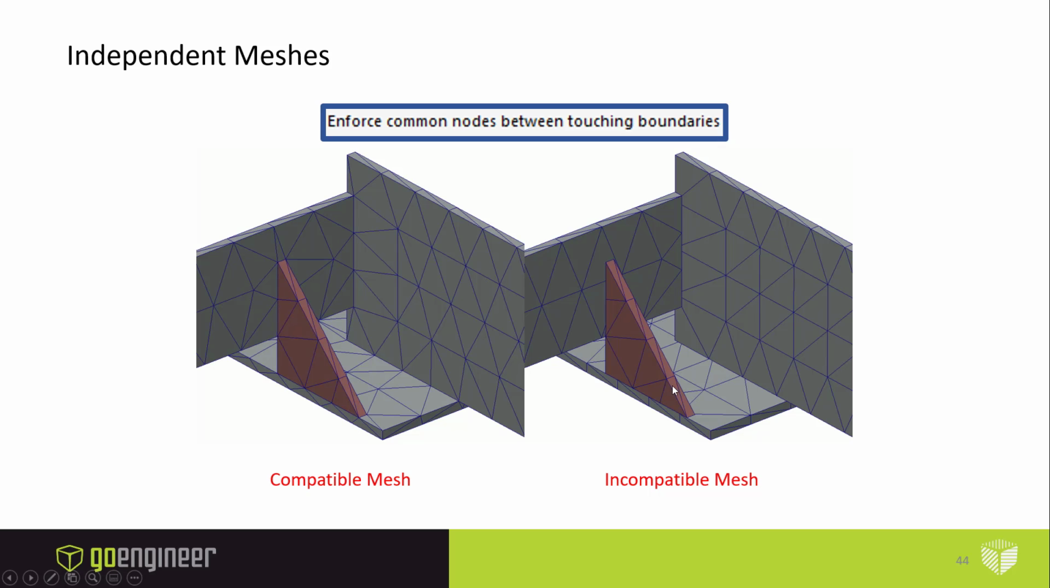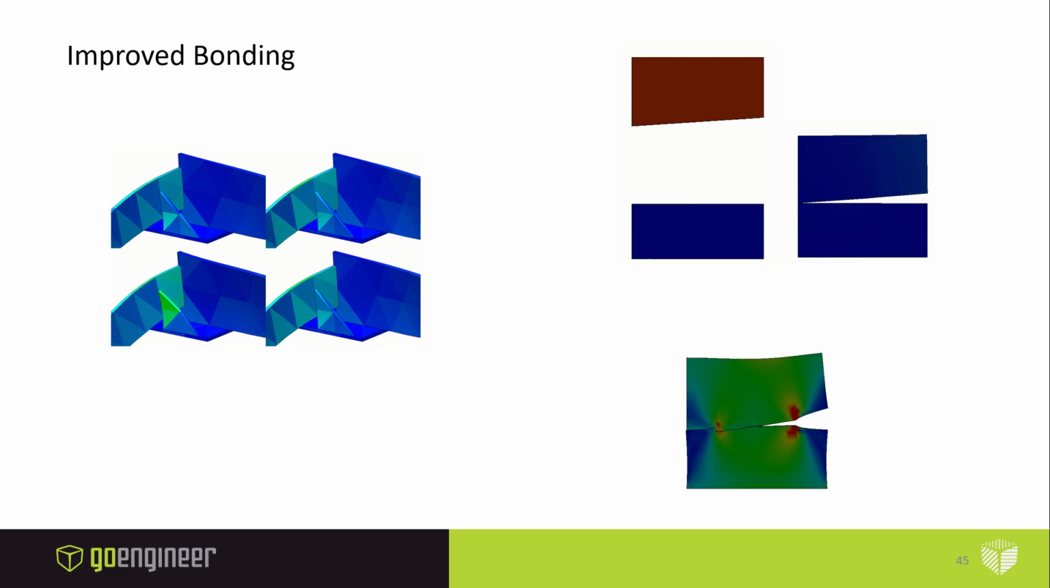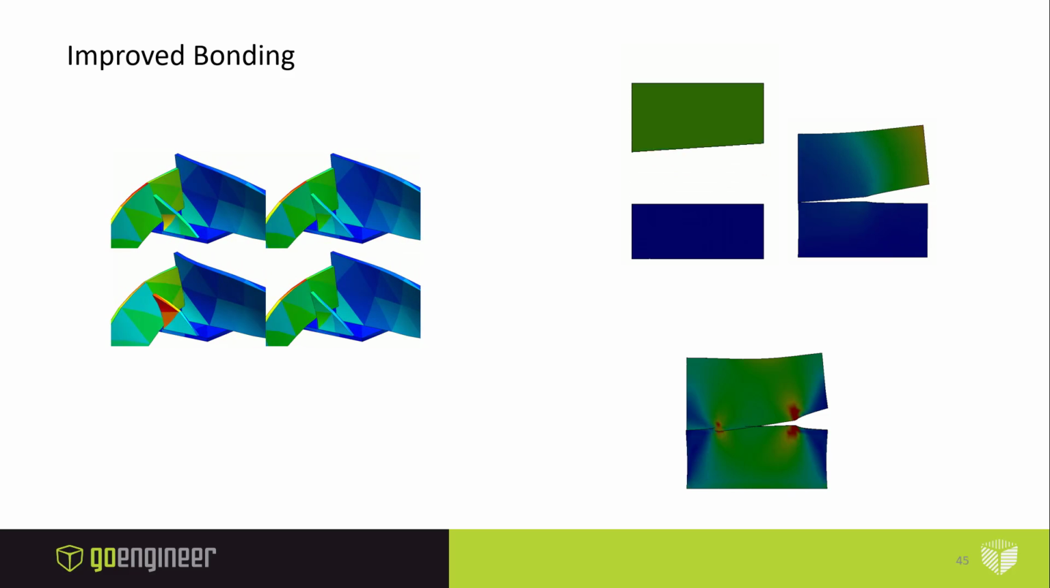In Simulation 2021, we encourage users to try out the incompatible mesh, or in other words, to leave the checkbox turned off for enforcing common nodes between touching boundaries, because we've enhanced some of the bonding that happens between independent meshes. This makes it easier to mesh your assemblies because we can have one thread meshing this body, a separate thread of your processor meshing this one, and a separate one meshing this body. And it makes it easier for users to set up their studies because now they don't have to worry about making sure faces line up perfectly anymore. We can have small gaps and treat it rather robustly. With some of the improved bonding that happens in Simulation 2021, this is possible.